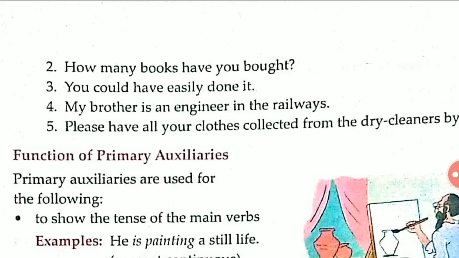"My brother is an engineer in the railway." Now here, what is this? Here, is is acting as a main verb in this sentence. So is, we will say it as a main verb. Okay, primary auxiliaries can also act as a main verb.